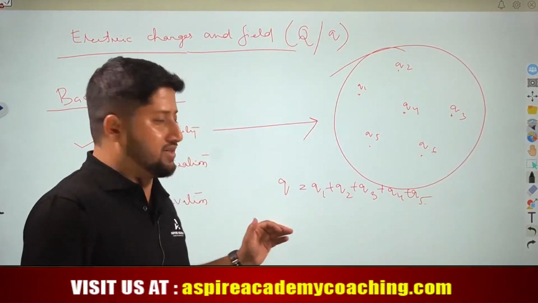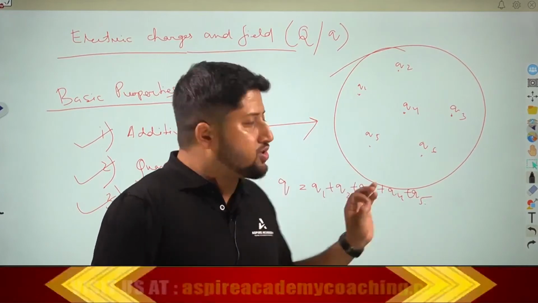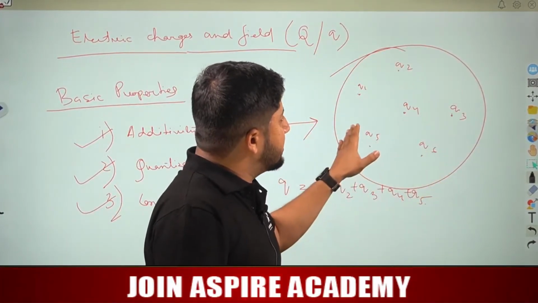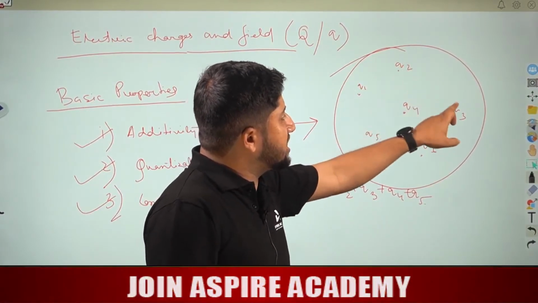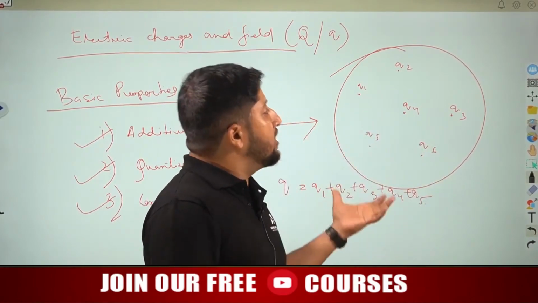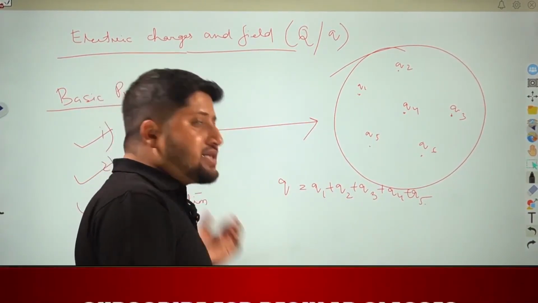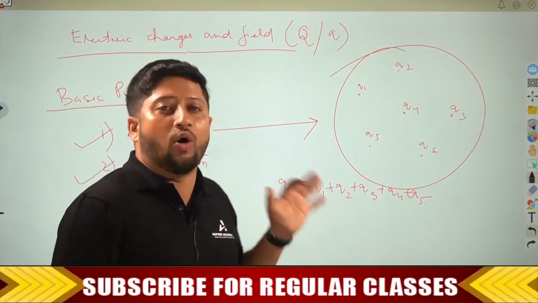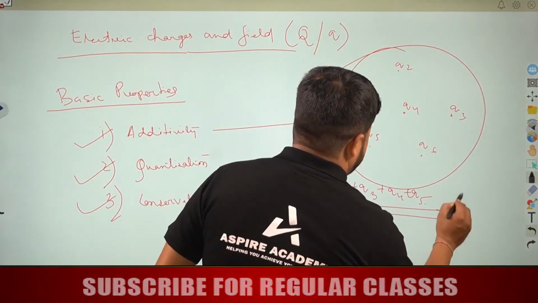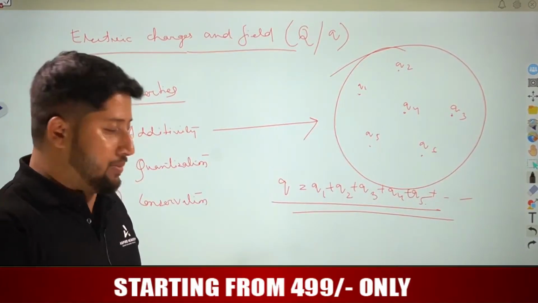So these are the 5 charges. We can add all the charges, and this means there is the additivity property. What is additivity? Suppose in a system these charges are there: Q1, Q2, Q3, Q4, Q5 and Q6. This is a countable number of charges. In this property, we first add all the charges, and this means Q is equal to Q1 plus Q2 plus Q3 plus Q4 and so on. This is the additivity property.